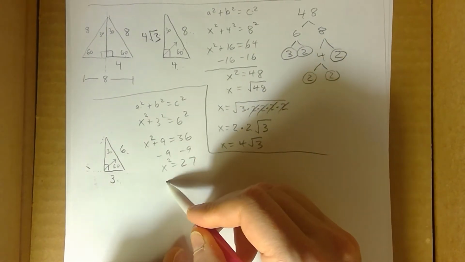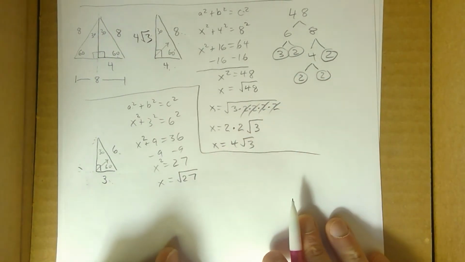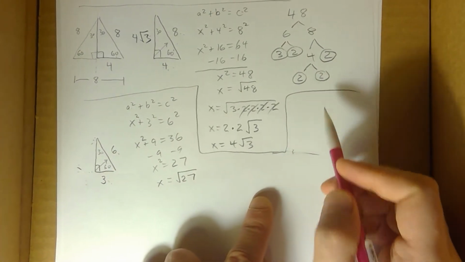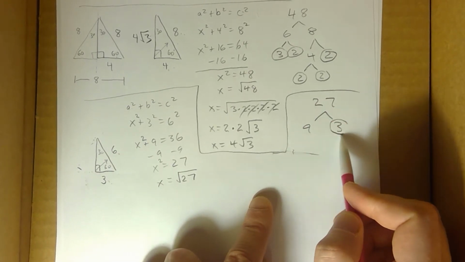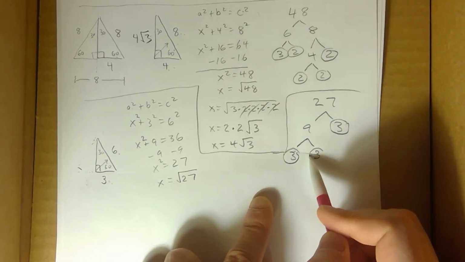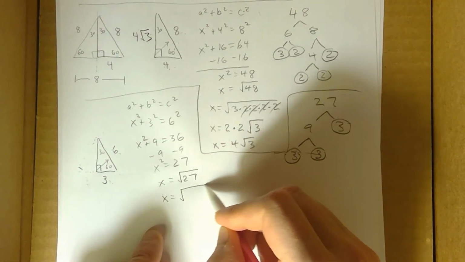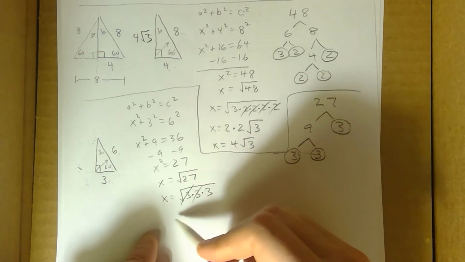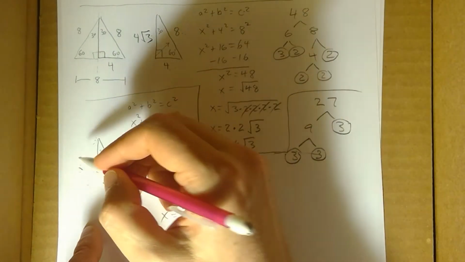And now we're going to do the square root of 27. Now, again, I'm going to just use this space over here to do my factor tree. So 27 is 9 times 3. 3 is prime. This one is 3 and 3. All right, now I'm going to cross it out twice, write it down once. And this is my final answer.